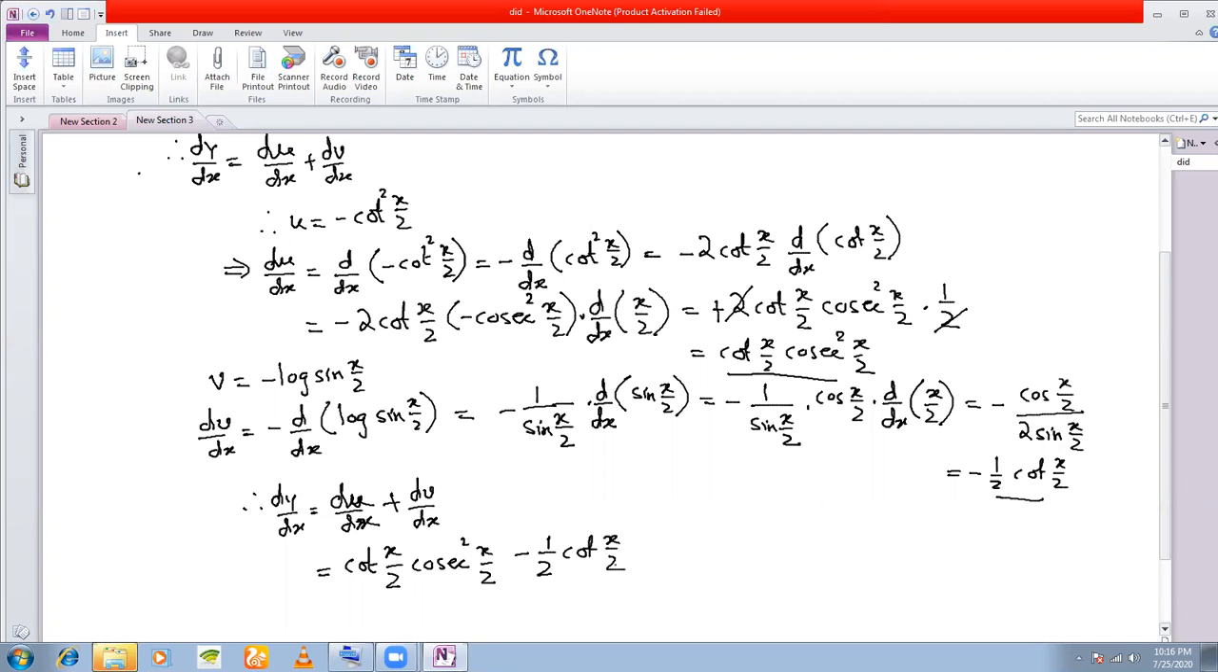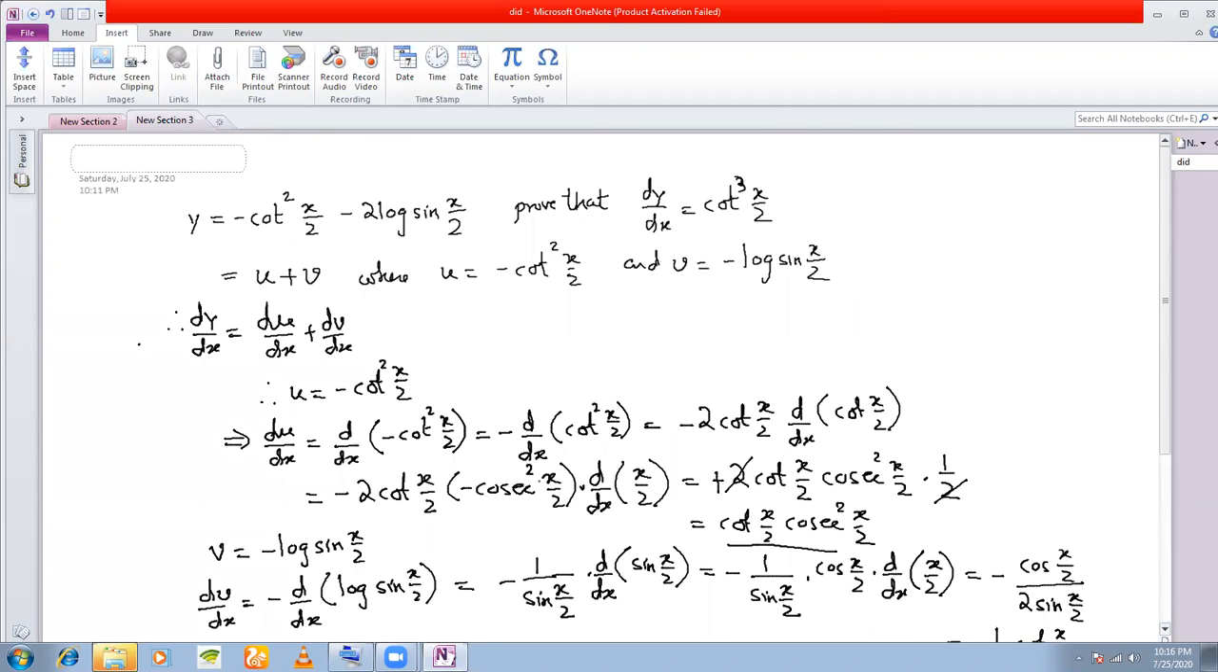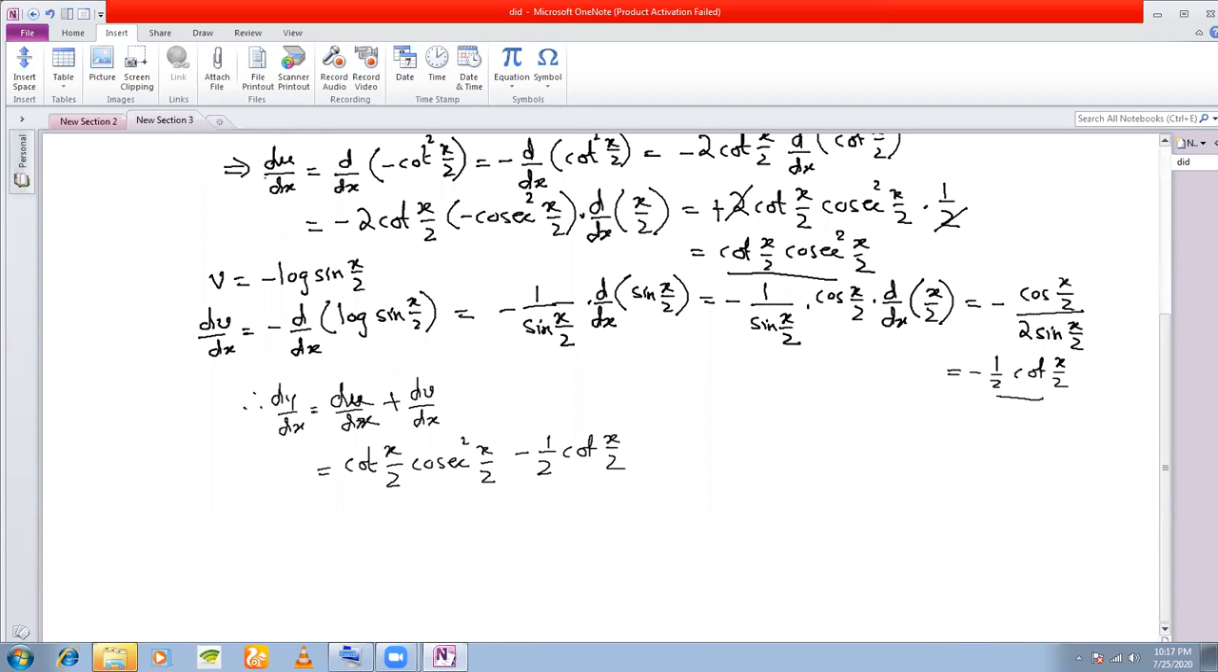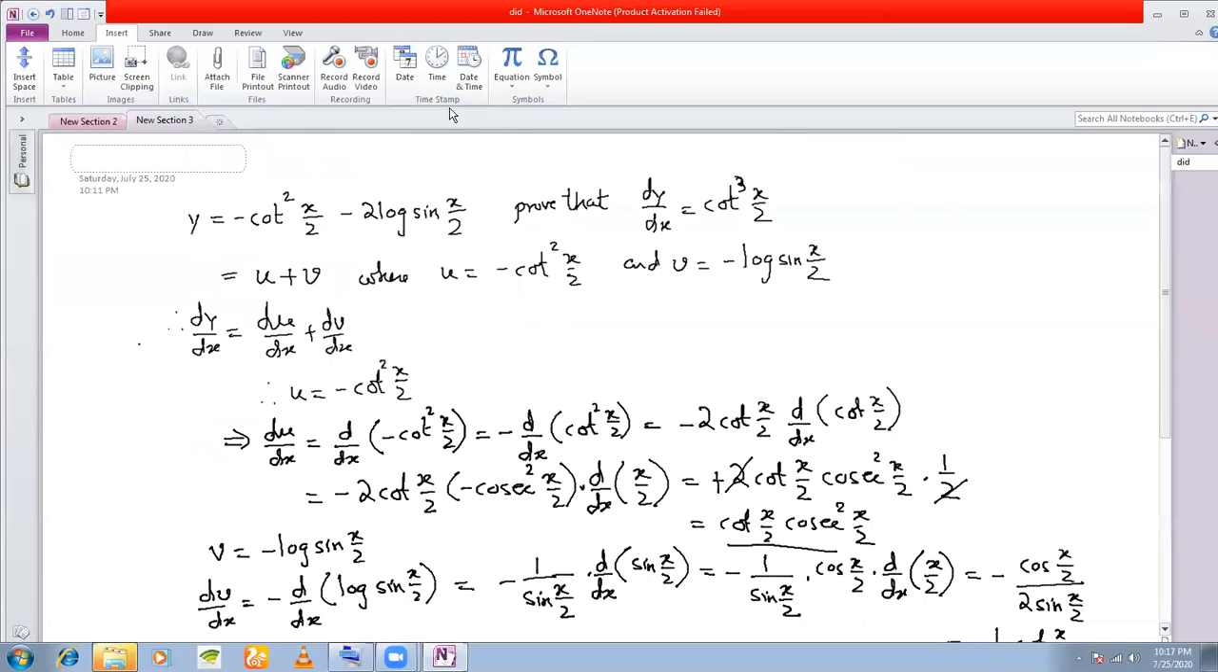And what you have to prove? See, cot cube x by 2 you have to prove. So we change everything to cot. You already have a cot here, cot x by 2. And you know cosec square theta is equal to 1 plus cot square theta. So you can write cosec square x by 2 as 1 plus cot square x by 2. You can write or not? Yes, sir. Minus half cot x by 2.